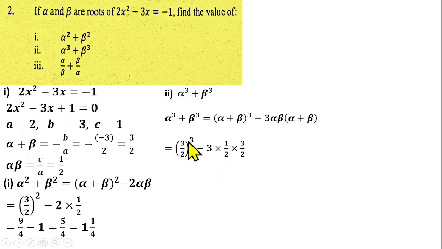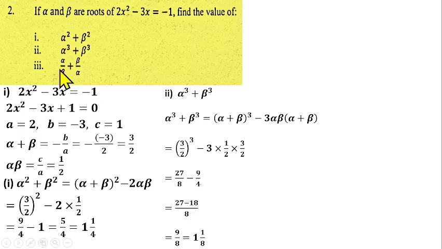Then if you expand these brackets, that will be 3 cubed over 2 cubed, which gives us 27 over 8. Also, 3 times 1 times 3 gives us 9, and 2 times 2 gives us 4. If you find the LCM here and simplify, the LCM is 8. That will give us 27 minus 18, and that should give us 9 over 8, which is 1 and 1 over 8.